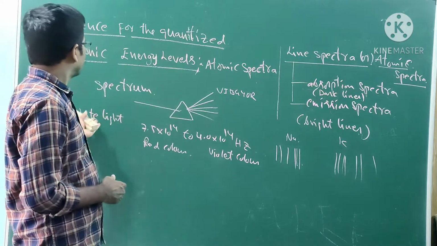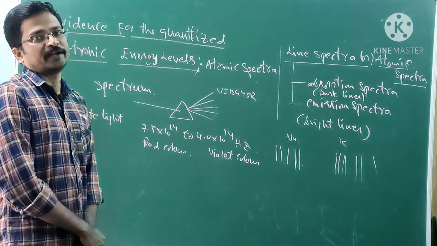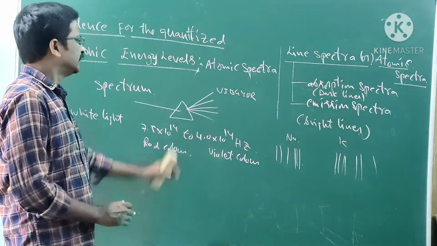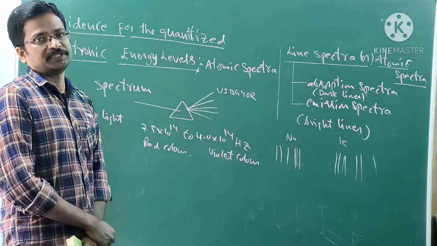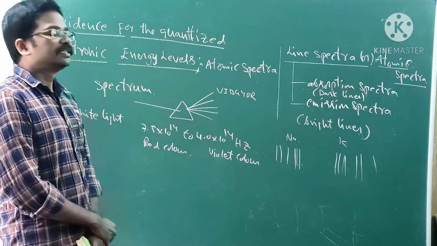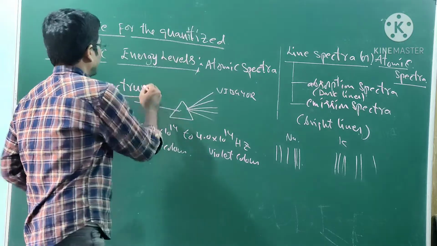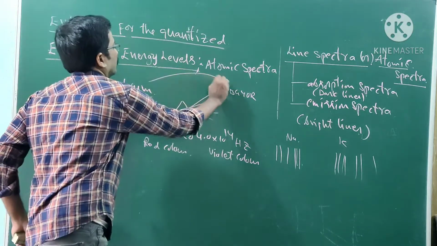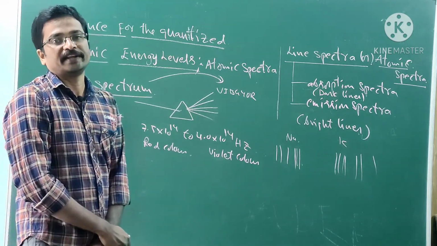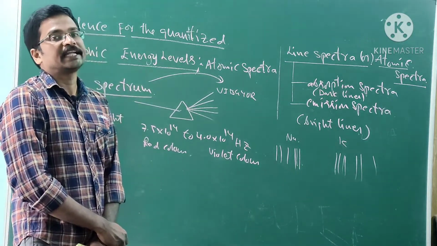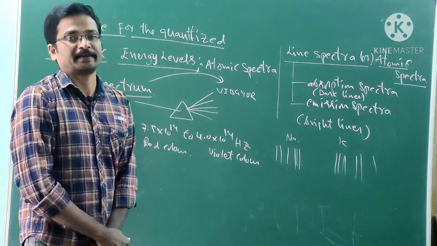Now let us focus: when white light falls on a prism, it splits into 7 colors: V, I, B, G, Y, O, R. These 7 colors are known as the spectrum. Whenever white light falls on a prism, it splits into 7 colors, and these 7 colors are known as the spectrum.